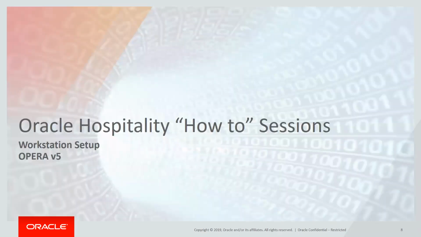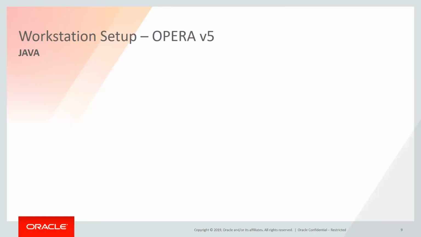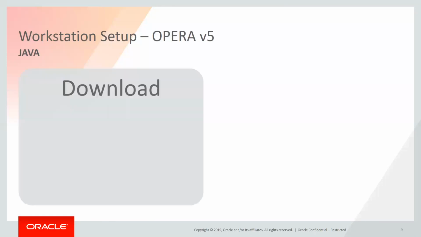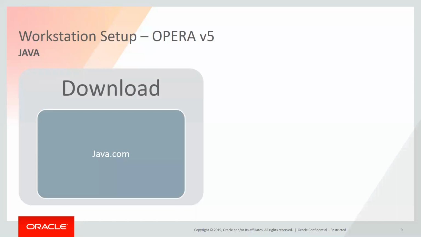So now let's go through the requirements to set up a workstation for Opera version 5. Our first step will be to download Java. Java is a programming language and computing platform. There are millions of applications that run on Java, and Opera version 5 is one of them. Java is free and easy to download from the official java.com website, where you will be able to download the latest version compatible to your operating system.